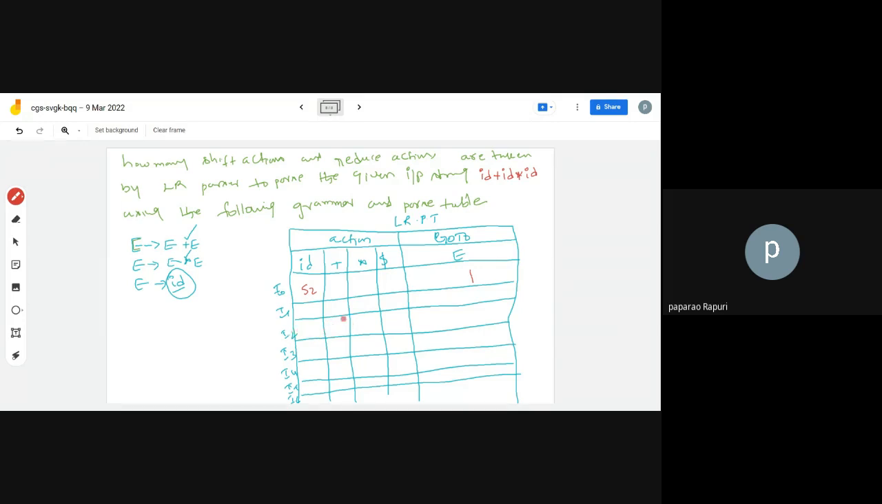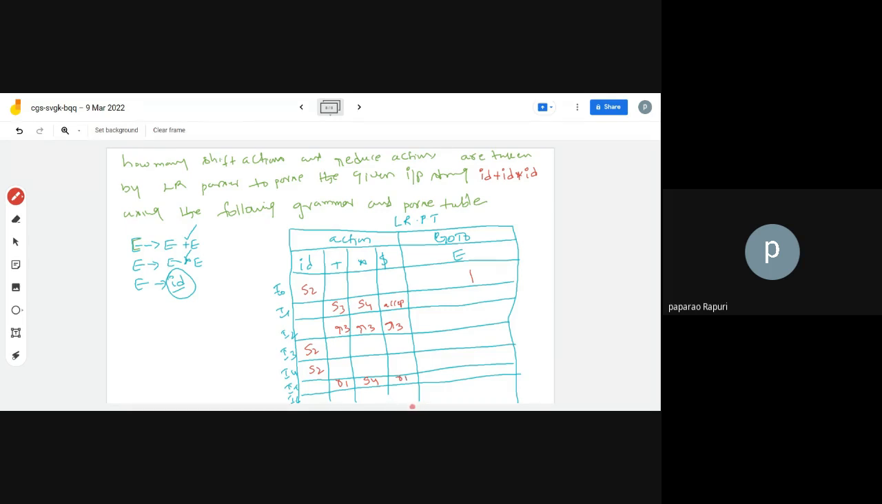I1 plus is S3, S4, except R3, yes, I3 is S2, I4 is S2. I5 at plus is R1, and I5 at star is S4, and I5 at dollar is R1.